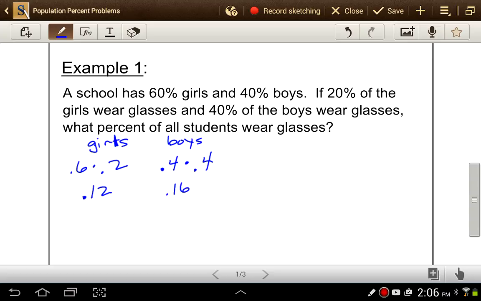Since my school is made up of girls and boys, I'm going to add those numbers together to get 0.28. That's as a decimal, so what percent is that? Well, multiply by 100, and that tells me that 28% of the population wears glasses. So you can see it's not halfway between. We can't just average the boys and girls together because there are more girls in the school than boys. All right, moving on to example number 2.